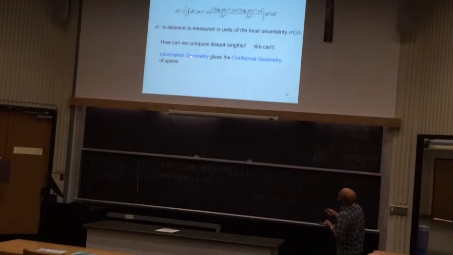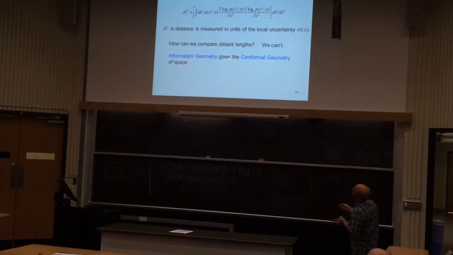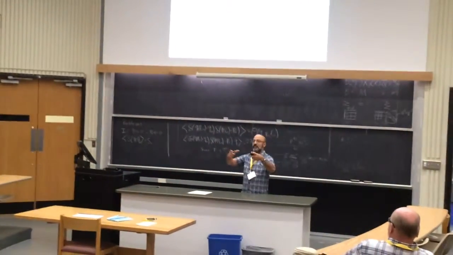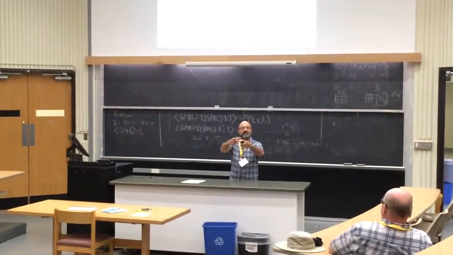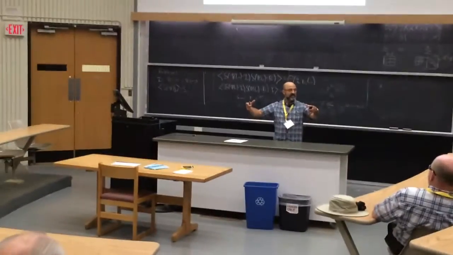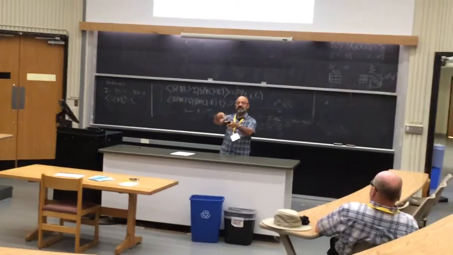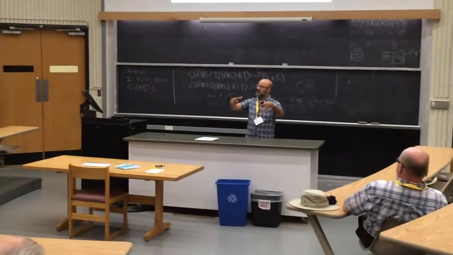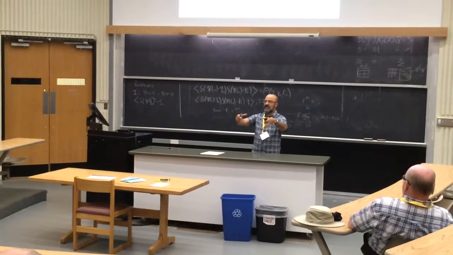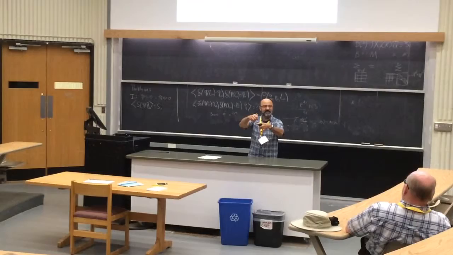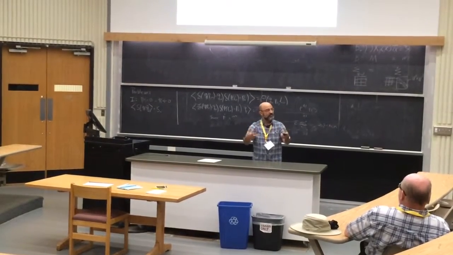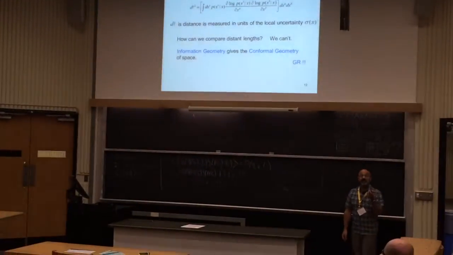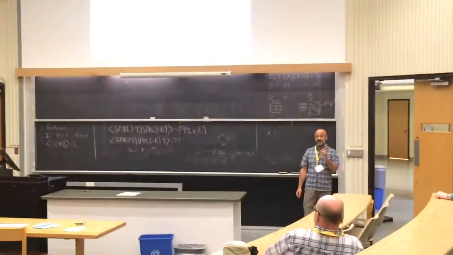Information geometry is not the geometry of space, it gives its conformal geometry. It gives the geometry up to local scale transformations. If you have a triangle here, you do not know whether this triangle is little or is big. The shape is preserved, but the local scale is not known. So what information geometry gives you is all the angles. It gives you the conformal geometry. This is great, because this is precisely what is needed for general relativity.